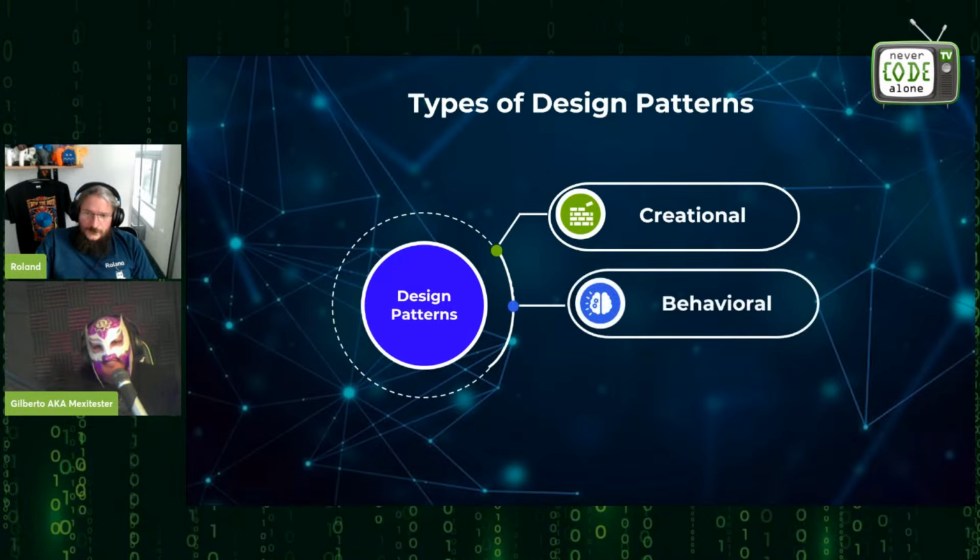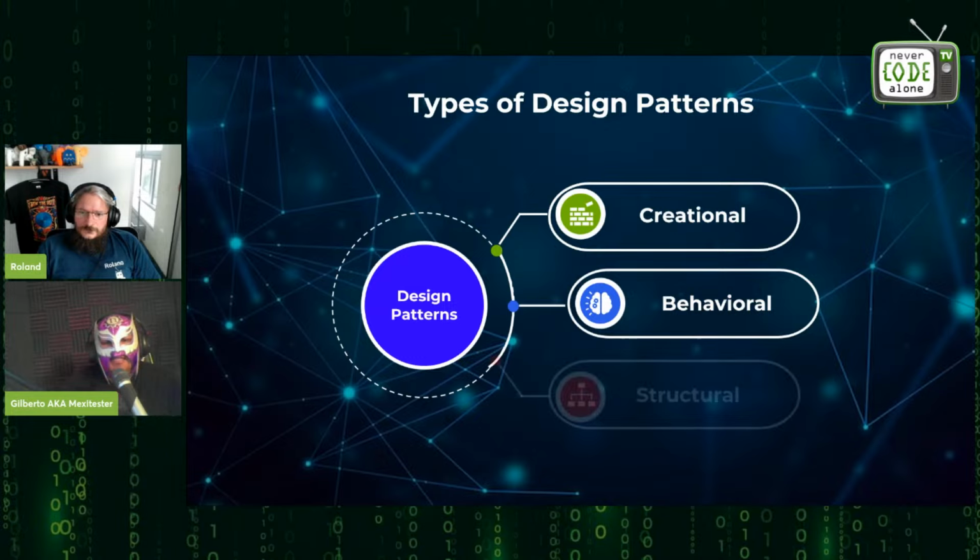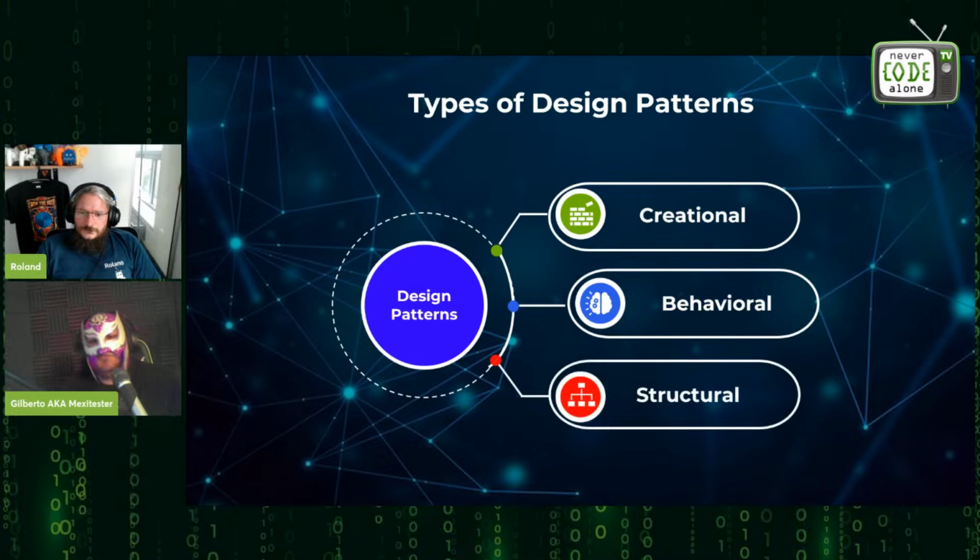The second is behavioral. How will be the behavior of my application or my code in order to solve this kind of issues? This gives us a combination of objects and classes into large structures, ensuring both flexibility and efficiency of these structures. And the last one is structural. Structural focuses on facilitating effective communication between classes and objects and the correct distribution of the responsibilities.